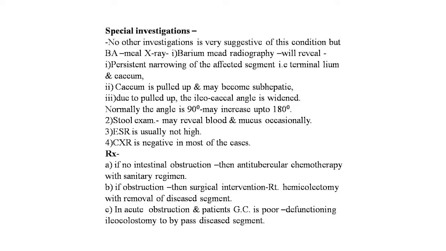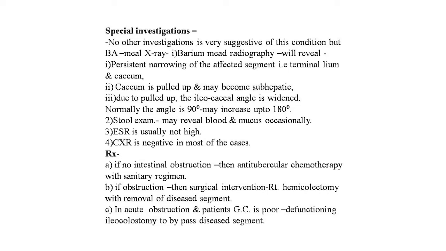Stool exam may occasionally reveal blood and mucus. ESR is usually not high. Chest X-ray is negative in most of the cases. Treatment: if there is no intestinal obstruction, then antitubercular chemotherapy with sanitary regimen. If there is obstruction, then surgical intervention, right hemicolectomy, should be performed with removal of the diseased segment. In acute obstruction where the patient's general condition is poor, a defunctioning ileocolostomy to bypass the diseased segment should be performed.